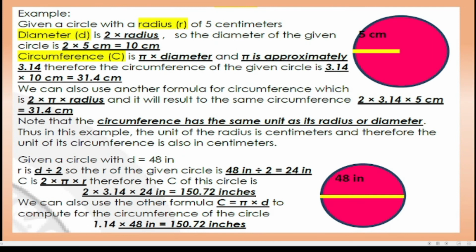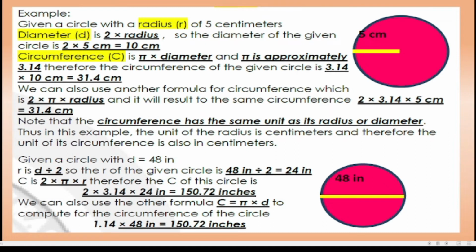Example: given a circle with a radius R of 5 centimeters, the diameter is 2 times the radius. So the diameter of the given circle is 2 times 5 cm, which is equal to 10 cm. Circumference is pi times diameter, and pi is approximately 3.14. Therefore, the circumference of the given circle is 3.14 times 10 centimeters, which is equal to 31.4 centimeters.